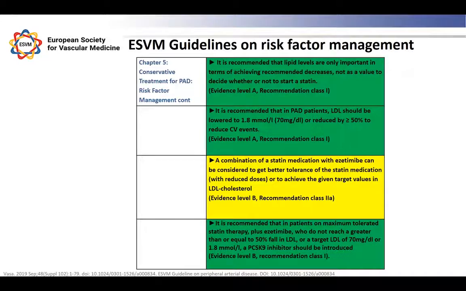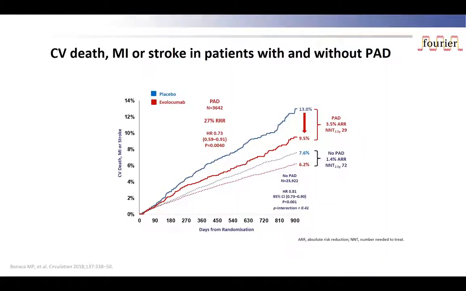And this is the recommendation, very similar to the European Society of Cardiology in terms of recommended levels. If it doesn't work with statin, add in ezetimibe, and if that doesn't work, then the PCSK9 inhibitor. And I'm sure you're aware of the FOURIER study, which is where this recommendation comes from.